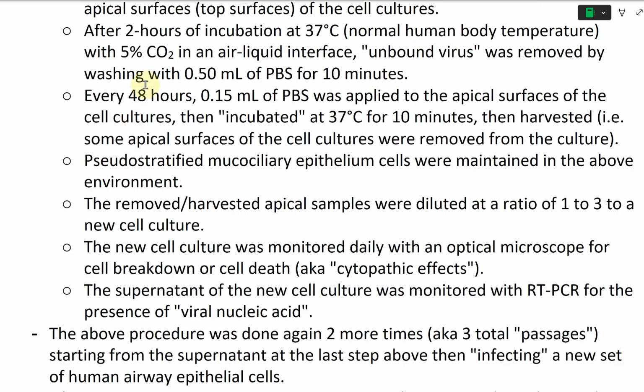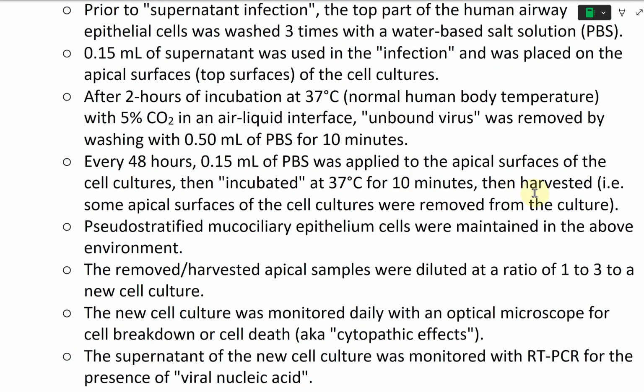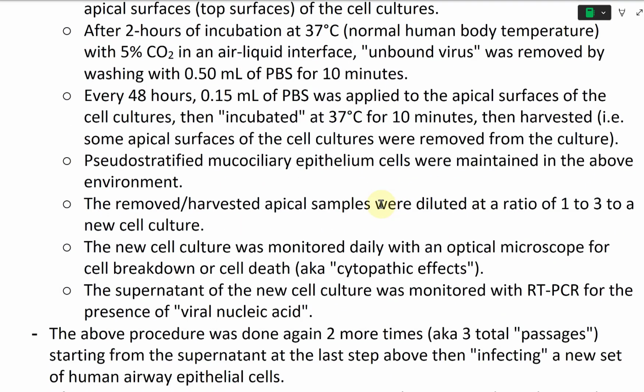Interesting. Then every 48 hours, 0.15 milliliters of PBS. And I like using milliliters, it's easier to grasp than microliters, for me at least. So 0.5 milliliters of PBS was applied to the apical surfaces of the cell cultures, then "incubated" or grown at 37 degrees for 10 minutes, then harvested, i.e., some apical surfaces of the cell cultures were removed from the culture. Then pseudo-stratified mucociliary epithelium cells were maintained in the above environment.